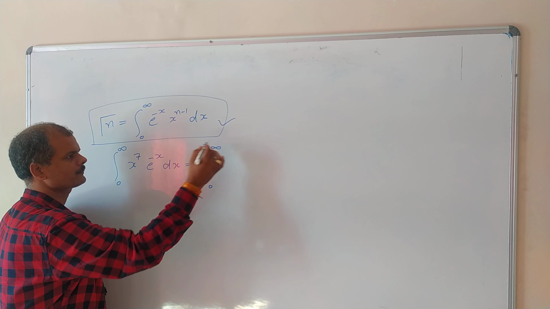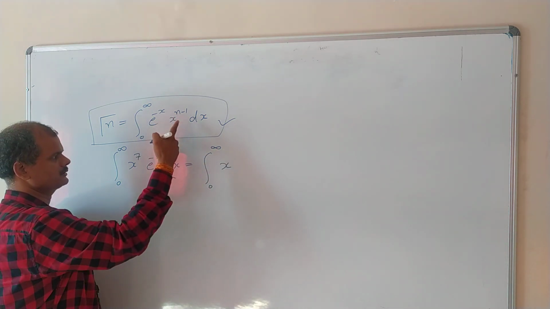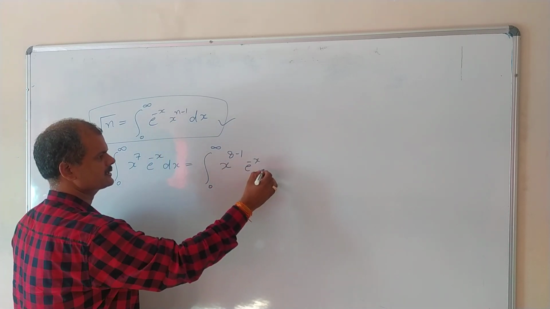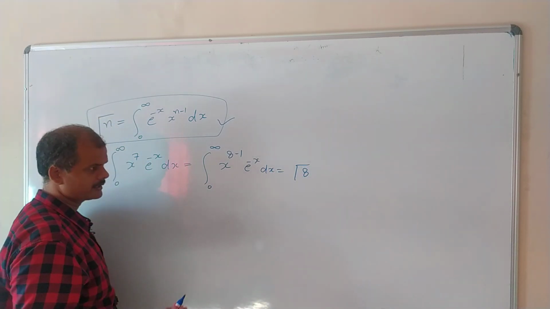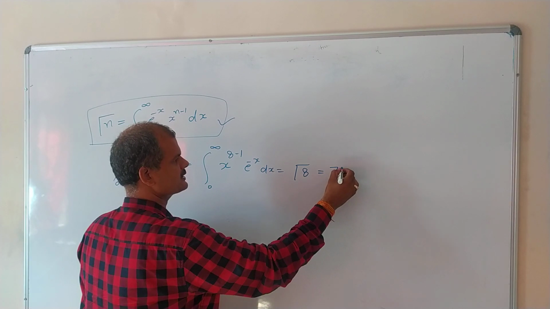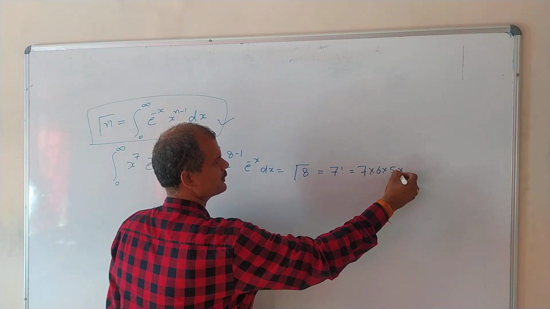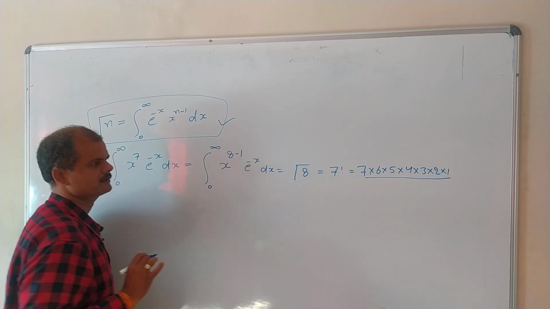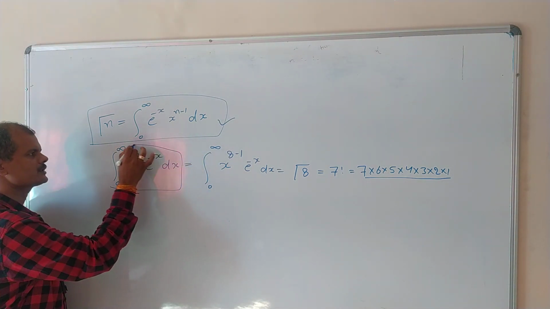So we can write 0 to infinity x power, here we need n minus 1, right? So I can write here 8 minus 1, e power minus x dx. So gamma 8. Gamma 8 is factorial 7. Factorial 7 means 7 into 6 into 5 into 4 into 3 into 2 into 1. So this is your answer. Very simple, right? So this type of integral we can solve.